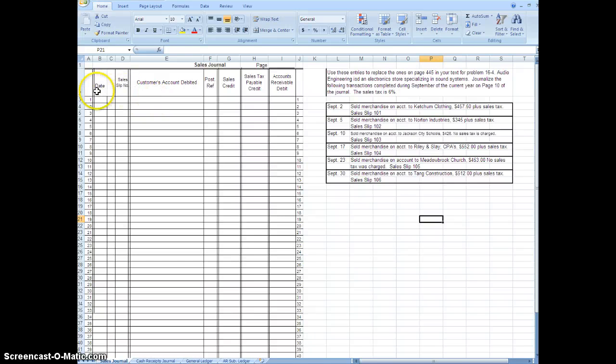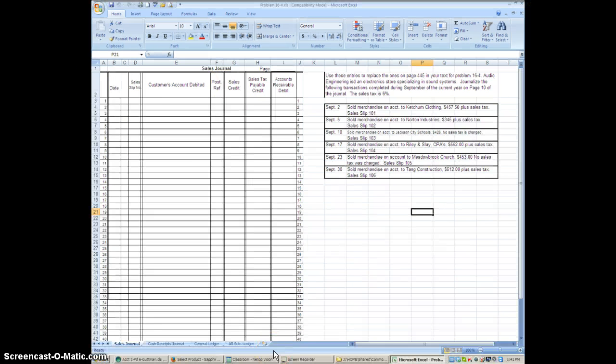So the first thing I want you to do is look at the top of your screen. You have a date column, which you had before. Your sales slip is going to be where you recorded the source document. The customer's account that is debited is going to be used here. Posting reference, we'll skip that for right now, and we'll come back to it when we go to post. And then you have three columns. One says sales credit, one says sales tax payable credit, and one says accounts receivable debit.